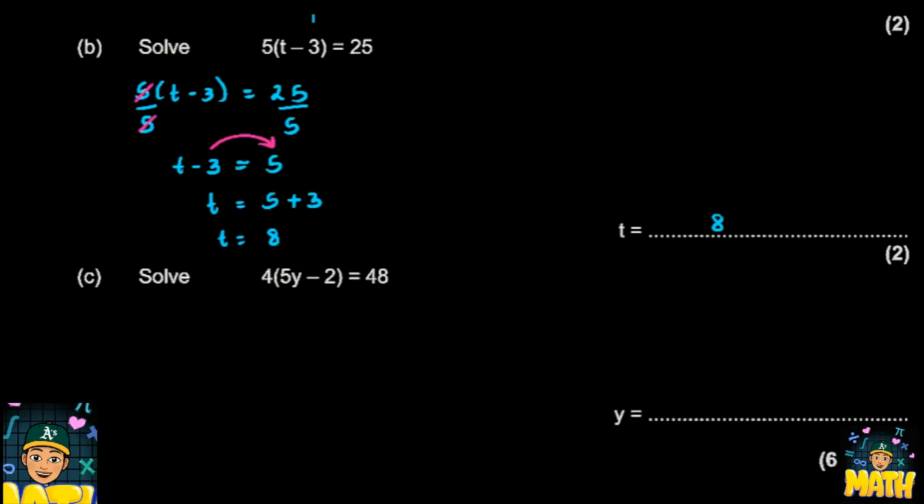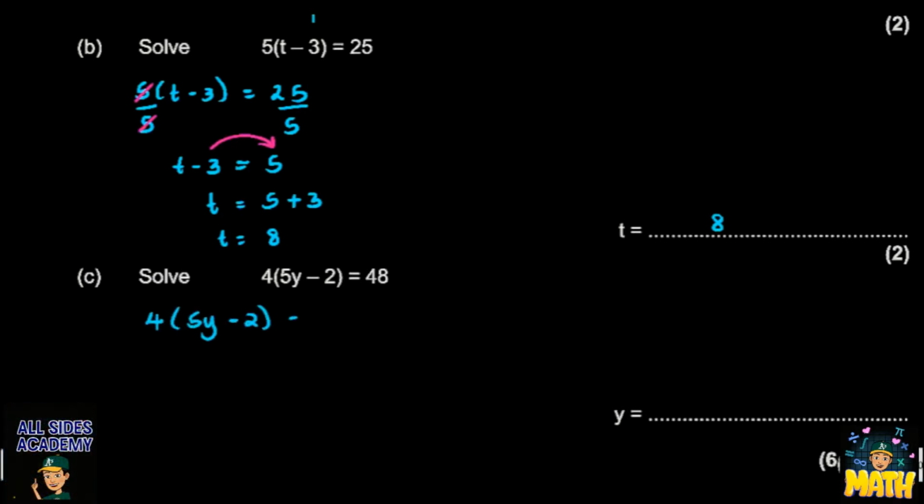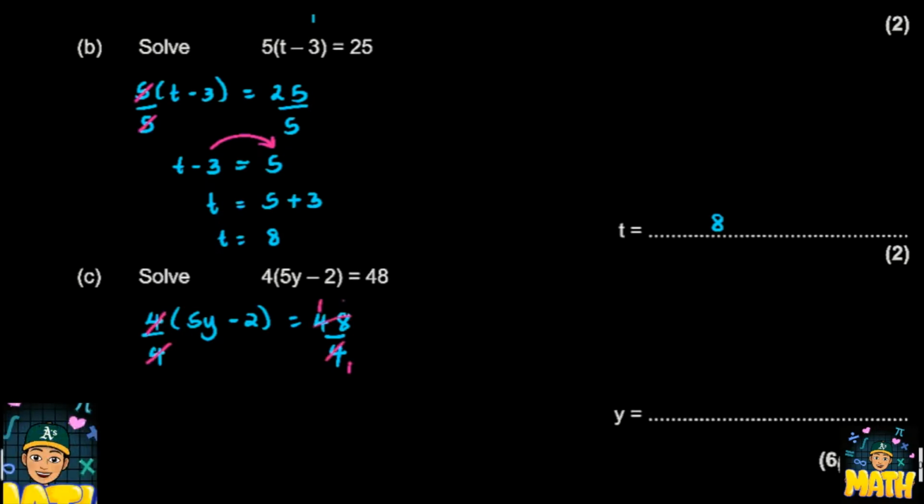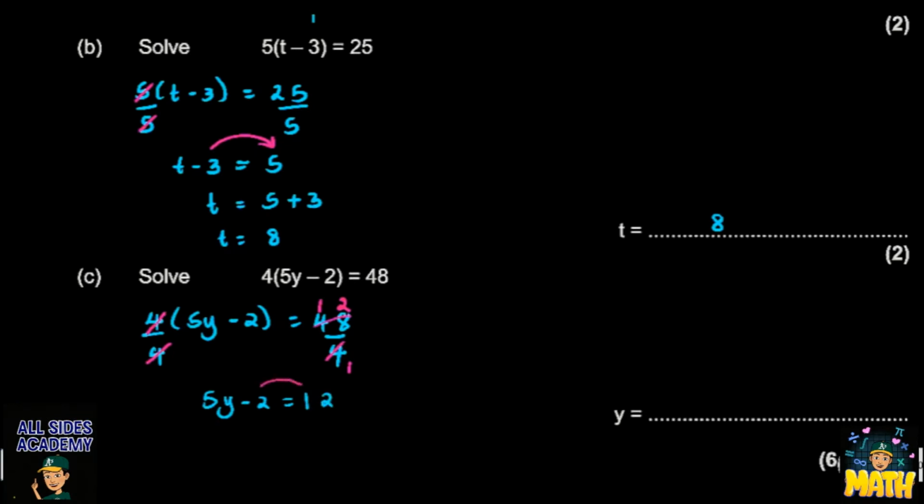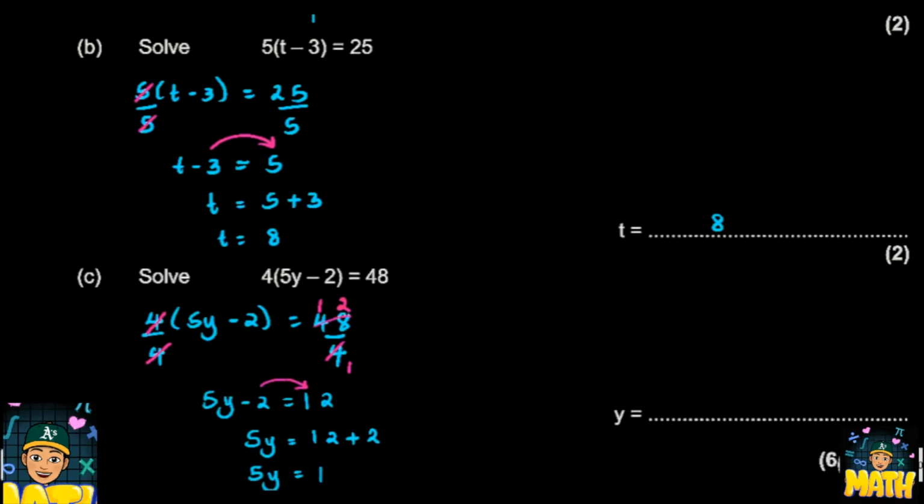Here is another bracket. So 4 into 5y minus 2 equals 48. Again, I do not want to open my brackets. If I can divide the numbers without opening the brackets, that's perfect. So the 4s cancel out, and then 4 times 12 is 48. So 5y minus 2 equals 12. So I can take the 2 to the other side. It becomes positive. So 5y equals 12 plus 2. 5y equals 14.